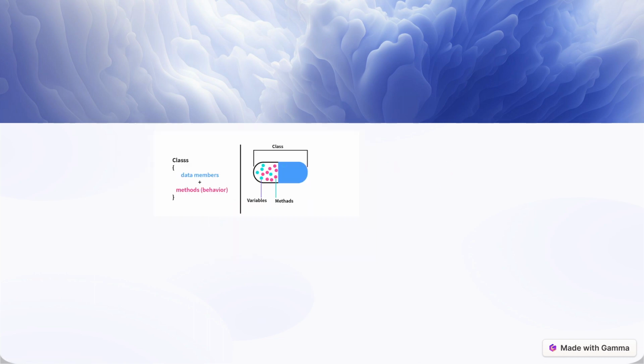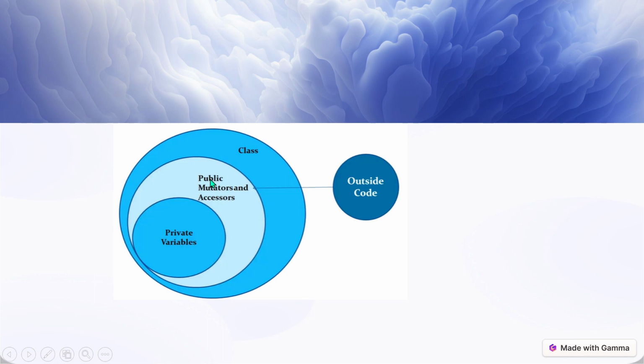Let me explain one by one. As I told, the variables and methods are combined together in a box, and this box is known as class. Then it is called encapsulation. So what exactly is encapsulation doing? Encapsulation has some private variables. If anybody from outside wants to access them, the class does not allow it. Since the class is not allowing it, this is called encapsulation. It is providing some security, maintaining privacy.